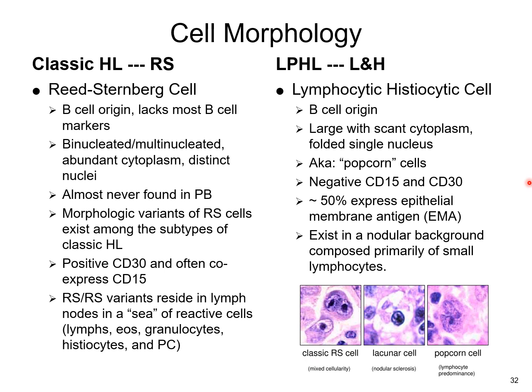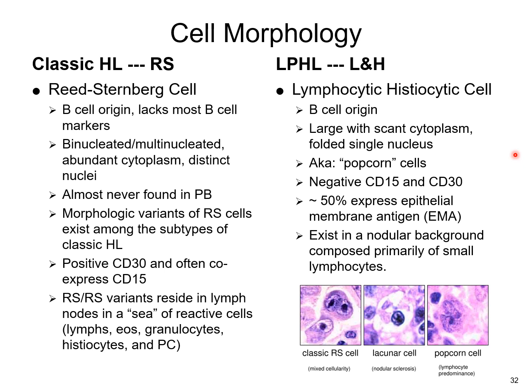Now, the lymphocytic histiocytic cell, they too are of B-cell origin. They are large with a very scant cytoplasm and a folded single nucleus. So you don't have binucleated or multinucleated. It's actually just folded over itself. These are referred to as popcorn cells. They are negative for CD15 and CD30. So whereas your other cells are positive, these are negative.